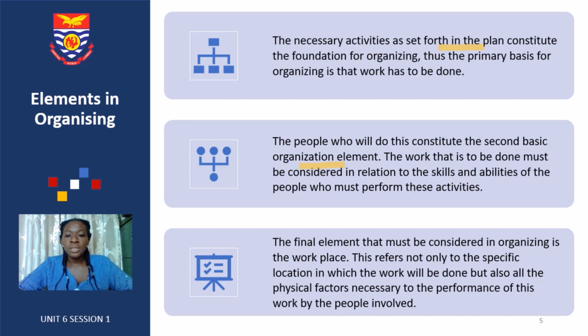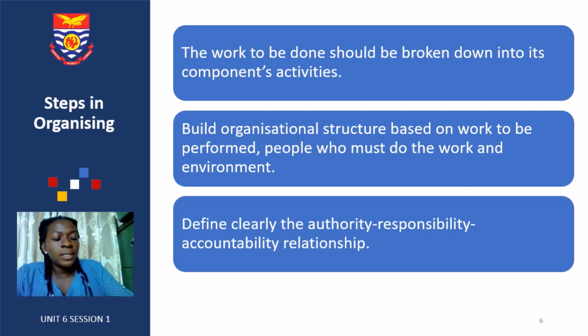The work that has to be done must be considered in relation to the skills and abilities of the people who perform these activities. At the end of the day, if your organization is going to be effective, you need to avoid having square pegs in round holes. Sometimes it's a bit hard because of issues of nepotism, and so sometimes people are not even qualified for it. The skills and abilities they need to perform those things are not there, but then you find them in that position. And so for organizing to be effective, you need to get the right people with the right abilities to perform these activities.